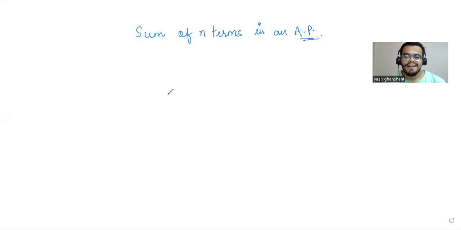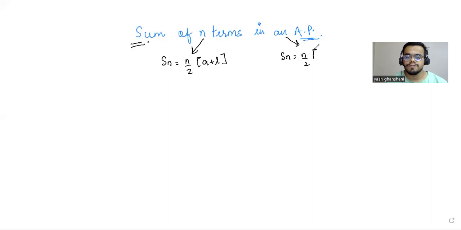Hello and welcome. Let us look at an interesting method to see how we can find the sum of n terms in an AP using an example. We have basically two formulas to find the sum of n terms in an AP. One is Sn equals n by 2 (a plus l), where a is the first term and l is the last term. Similarly, we have another formula, Sn equals n by 2 (2a plus (n minus 1) into d), when the first term and the common difference are given to us, right?